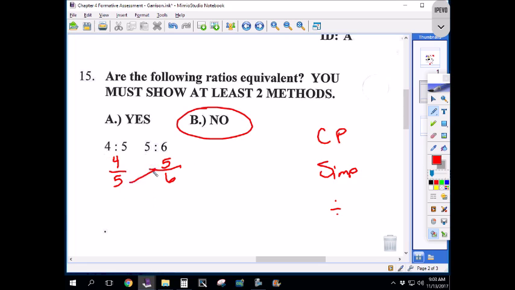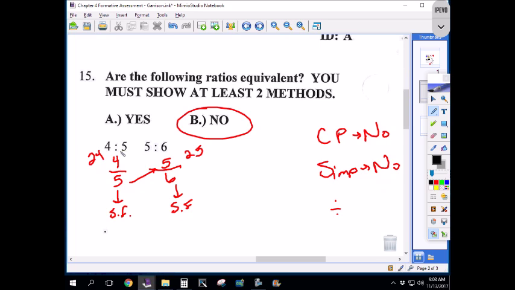Cross products, if I do that, that's going to be 5 times 5 is 25. 6 times 4 is 24. Based on that information, is it a yes or a no? No. It is a no. If I were to simplify these, guess what? They already are in simplest form. If they already are in simplest form and they're not the same, then it's a no.